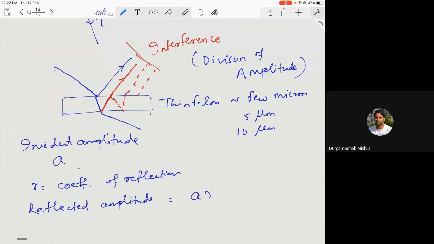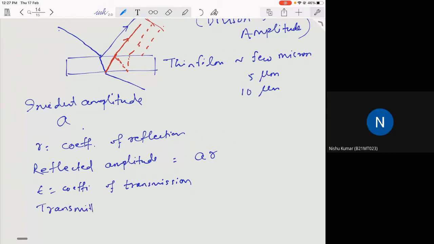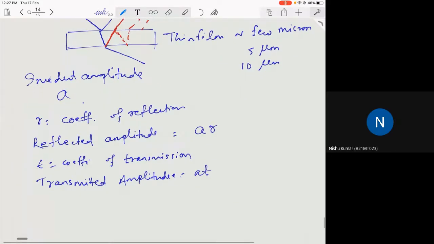Or R into A or A into R, right? So similarly, if T is my coefficient of transmission, I am not saying transmission is due to refraction or any other process. I'm just saying it is a transmission. So the transmitted amplitude is A into T, or A into 1 minus R, we can also write now.